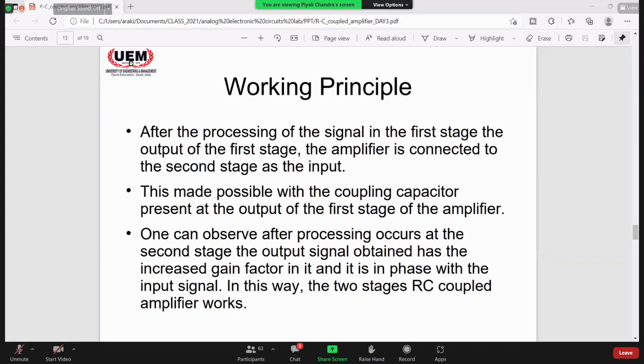Okay. So the next point is, after the processing of the signal in the first stage, the output of the first stage is connected to the second stage as an input. That means if we connect two stages in parallel, then the output of the first stage will be the input of the second stage.